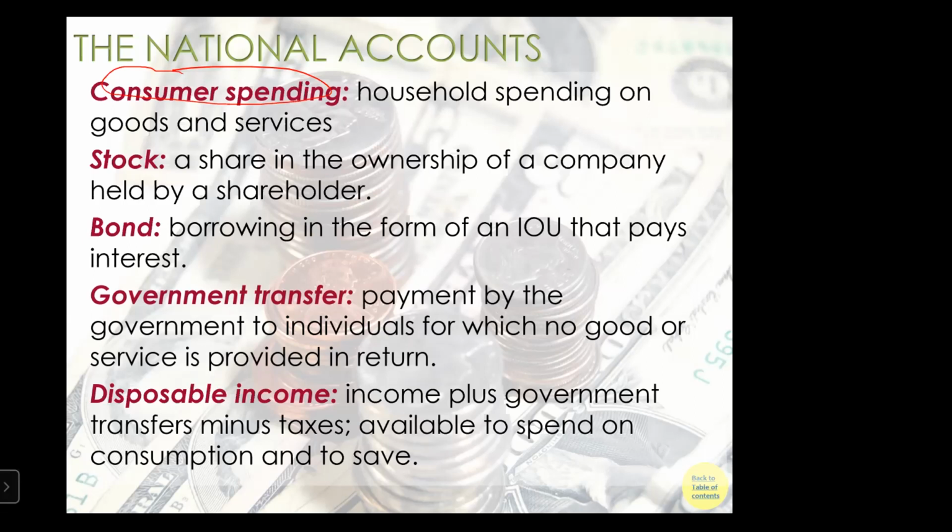A bond is borrowing in the form of an IOU that pays interest. What is a bond? The most common bond is the Treasury bill. Essentially, it's an IOU issued by the US federal government. The reason why the US Treasury Department issues IOUs is how they borrow money to finance spending. Right. So this is a bond. But both stocks and bonds are financial assets.